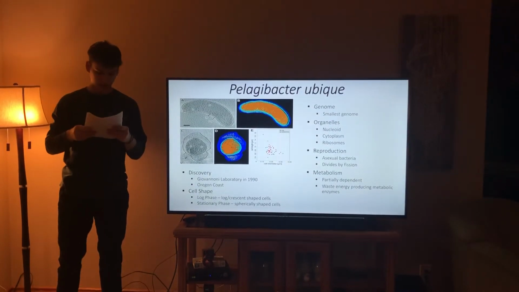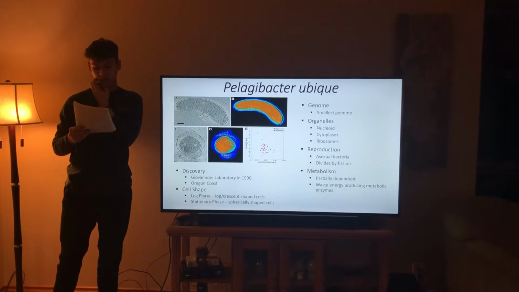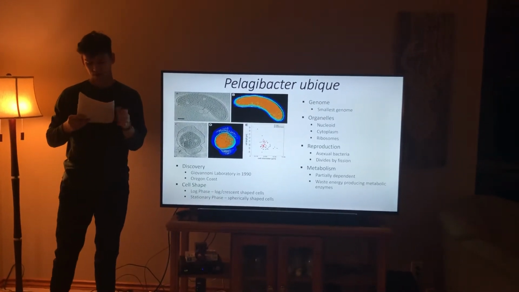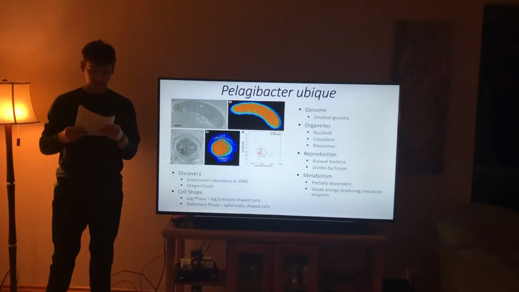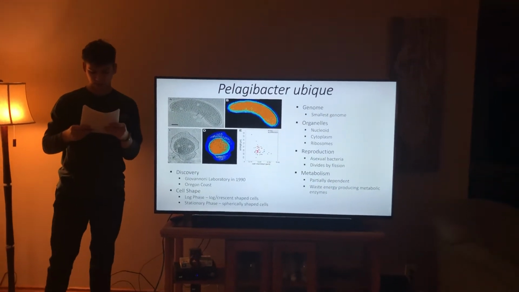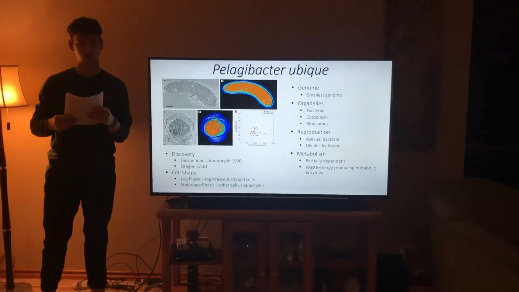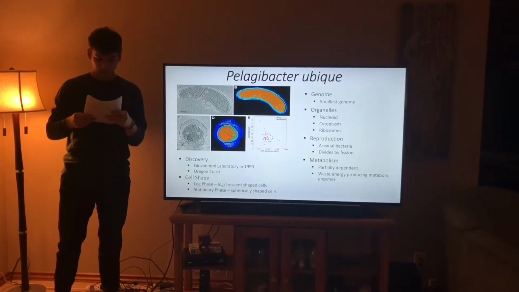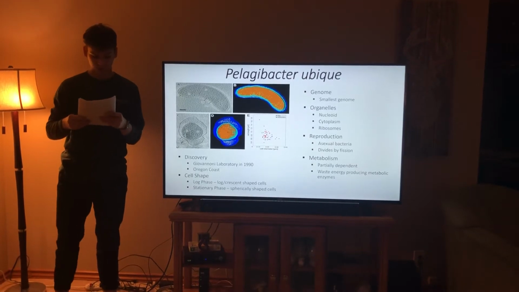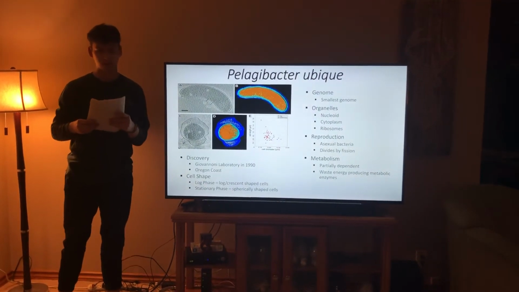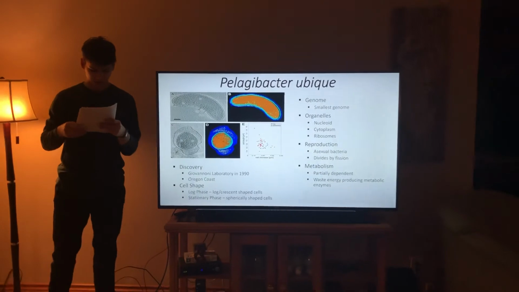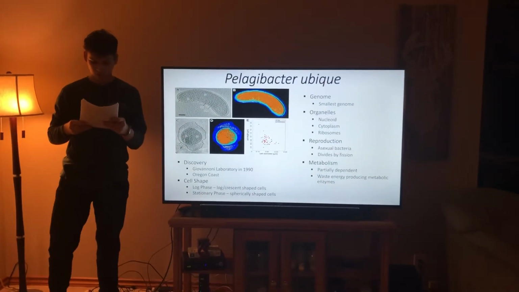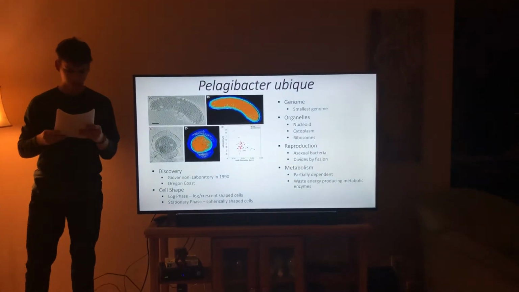P. ubique cells, as well as being the smallest free-living cell, have one of the smallest genomes that we have discovered. It is one of the smallest genomes found in autonomously replicating cells, which could be a result of genome streamlining. Its genome has adapted to an ecosystem in which nutrient concentrations are near the limits of where its transport systems can still function adequately. Their genomes have also evolved to execute only essential functions for life.